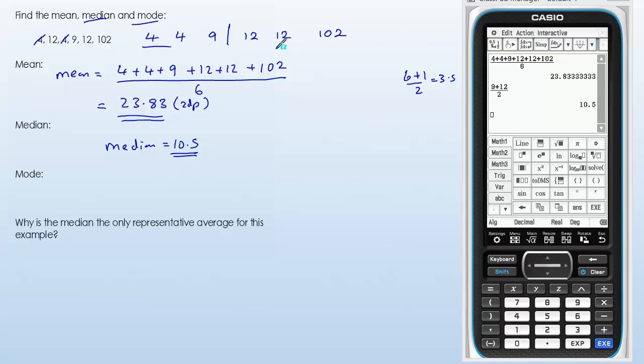The mode, well, there's 2 of those. We've got 4 and 12.